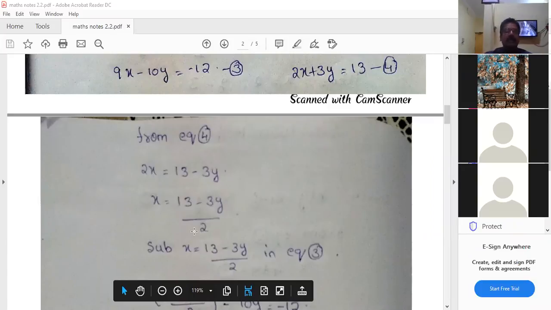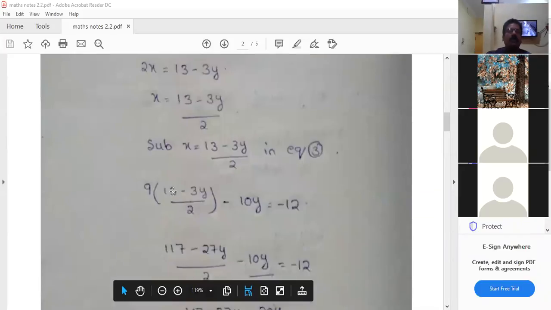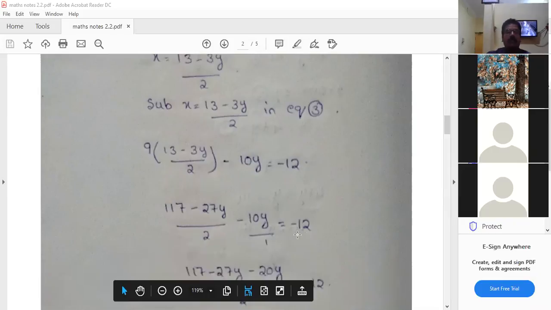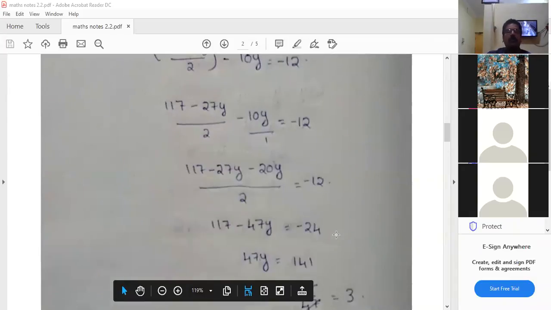Now coming to the third equation. See 9x. In place of x, see my cursor is moving, I have substituted (13 minus 3y) by 2. 9 of (13 minus 3y) by 2 minus 10y equal to minus 12. Now multiply by 9: 9 times 13 is 117, 9 times 3 is 27y, by 2 minus 10y equal to minus 12. Now LCM 2: 117 minus 27y, 2 tens are 20y, equal to minus 24. And now these both are minus 27 minus 20, so minus 47y. 117 minus 47y equal to minus 24.